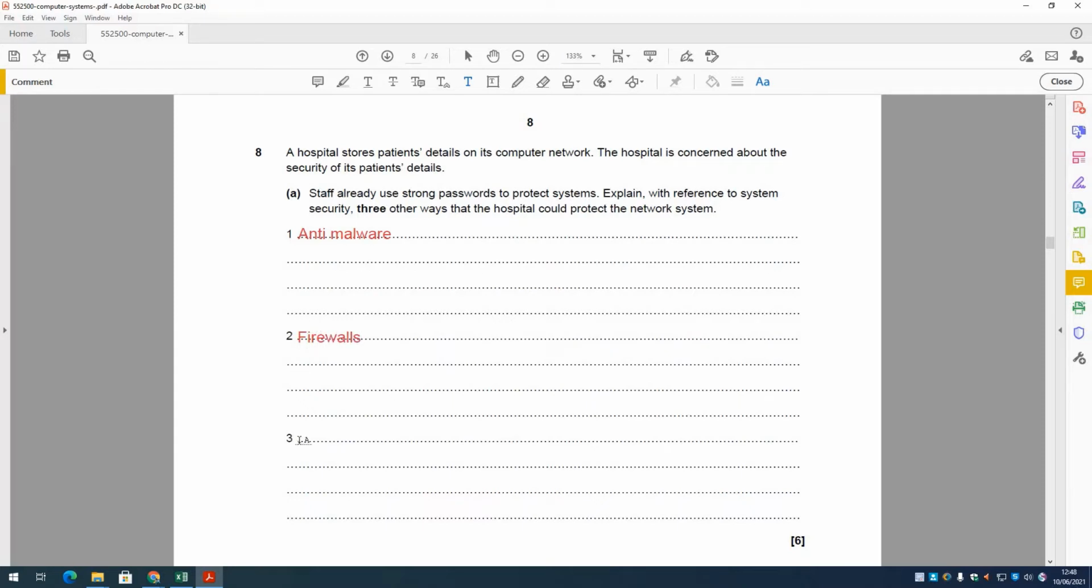And we could do for a third, we've spent a lot of time, we've gone over a whole topic on encryption. Okay, now it says to explain, so we have to actually explain what these things do. So let's start by explaining what anti-malware does. So we can talk about the fact that it just removes viruses from a computer. Or let's say, instead of saying viruses, we could say malicious software such as viruses.